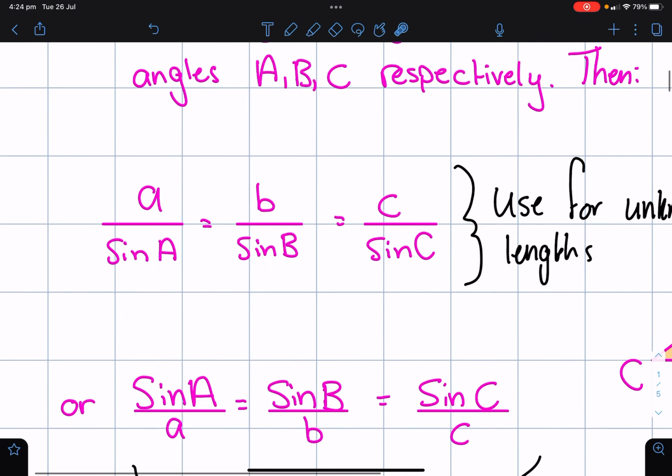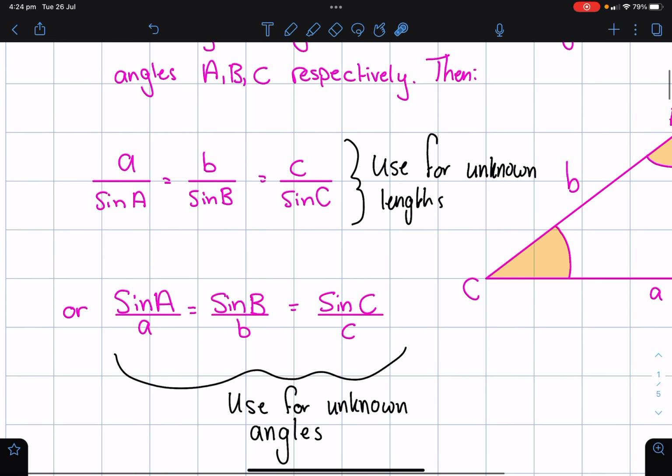We have these two results. One we use for unknown lengths and one we use for unknown angles. Both mean the exact same thing, it just makes our algebra a whole lot more simple. So for unknown lengths, we put the length values on top. So little a, length a, divided by the sine of big A, the opposite angle, is equal to b, length b, divided by sine of the opposite angle B, which is also equal to c over sine big C.